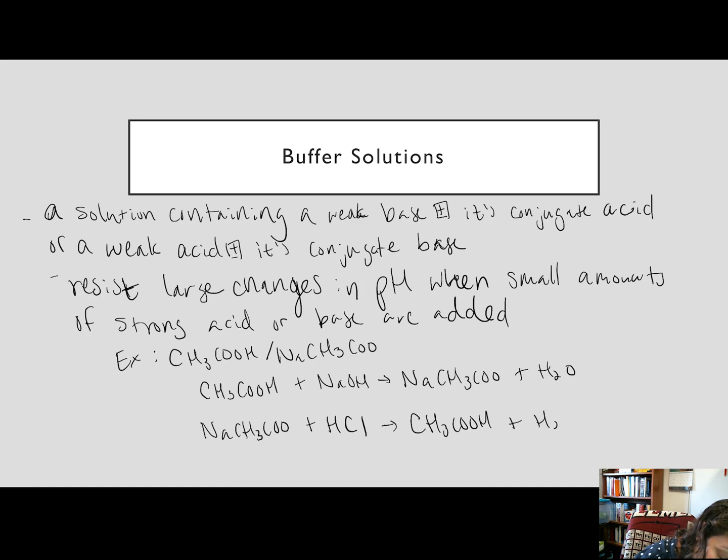So instead of just adding in a base or an acid, which will completely dissociate to produce hydronium and hydroxide, we're now just increasing our sodium acetate or acetic acid concentration, which are already part of our buffer solution. So very little change in pH will occur. When we want to calculate the pH of a buffer, we're going to use a specific type of equation, which is based on Ka's and Kb's.